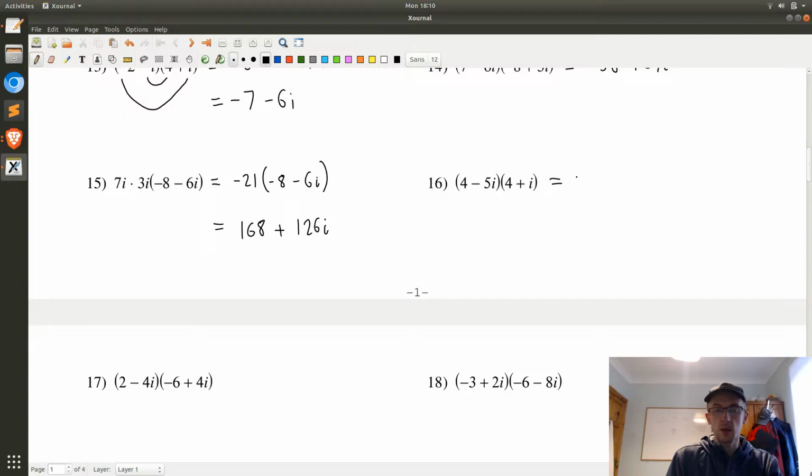Here, same story. We'll get the real part first. 16, add 5, 21. And the imaginary part next. Negative 20, add 4, so negative 16i. And it's done.